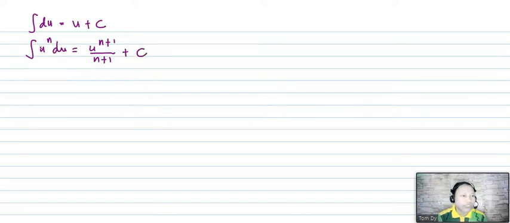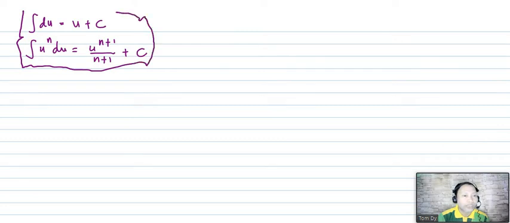Take note, if this is our u, then the derivative of u equals du. So u to the n du is equivalent to u raised to n plus 1 over n plus 1. So this is another formula. We have here formula 1, and then another formula, the integral of u to the n du, which is equivalent to u to the n plus 1 over n plus 1. So now we have two formulas.